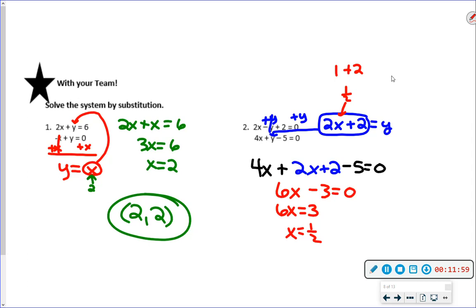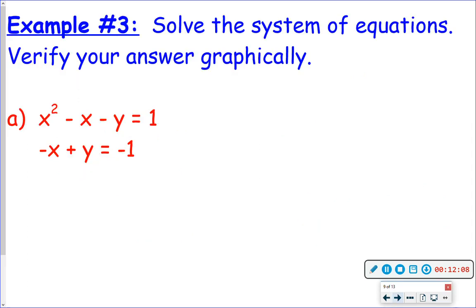So my final answer, of course, 1/2 for x, and you should have gotten 3 for y. All right, let's take a look at a little bit more substitution. It is more of the same process, but notice they got fancy here, and now you have an x squared, a quadratic equation. So the process is the same.